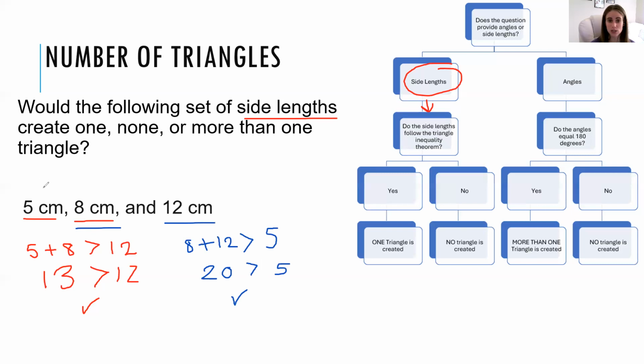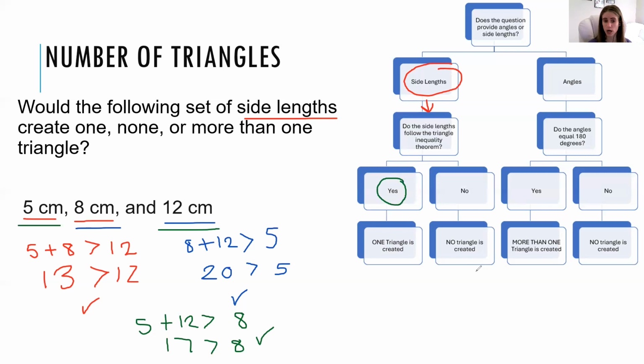So the last one I do are my 2 ends. So our first side and our last side. So 5 and 12 need to be greater than 8. 5 plus 12 would be 17. That is greater than 8. All 3 sides met the triangle inequality theorem. That would be a yes.